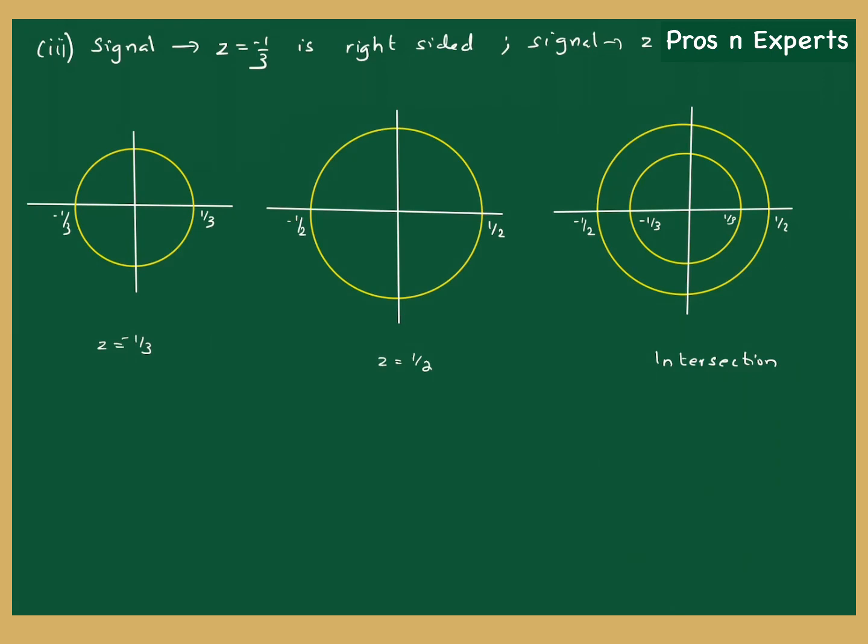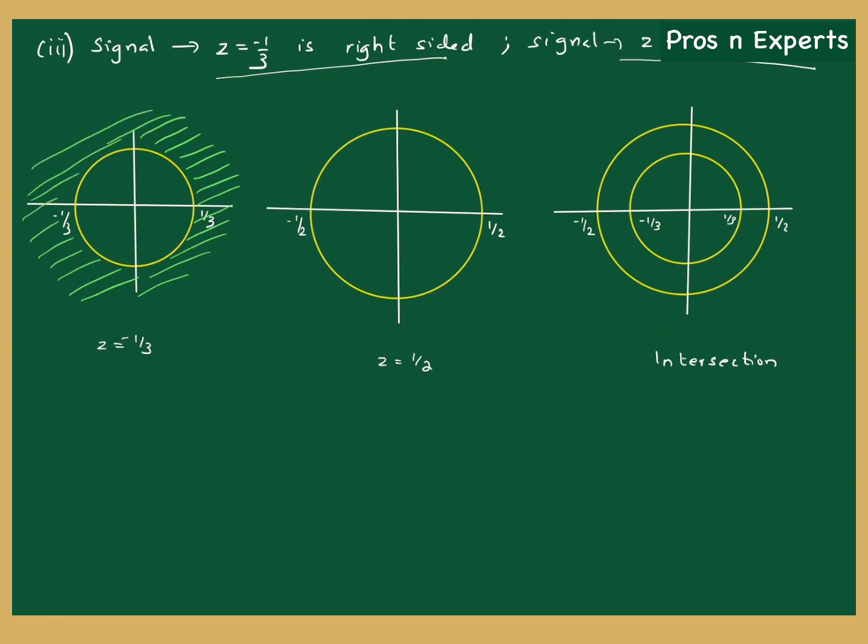But in this possibility, the signal corresponding to z equal to minus 1 by 3 is right sided, but the signal corresponding to z equal to half is left sided. Both right sided and left sided signal. Okay, so now we have to plot very carefully. If the signal corresponding to this pole is right sided, then for this plot the ROC should be outer to the circle, right? Outwards to the circle. So I can draw like this, outer to this circle, because the signal is right-sided. Right-sided means outer to the circle.